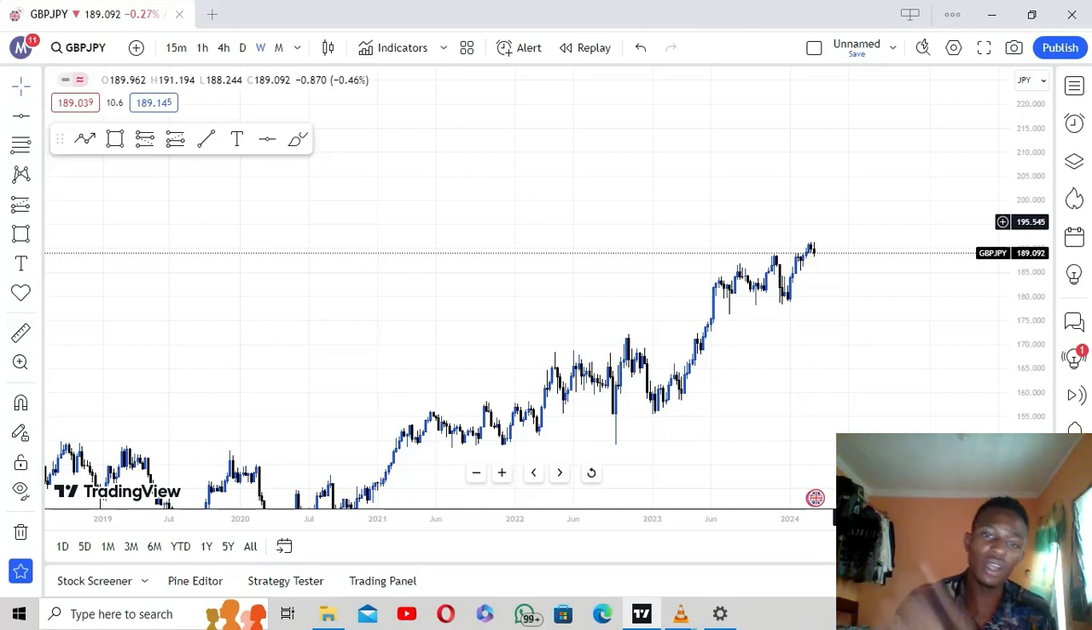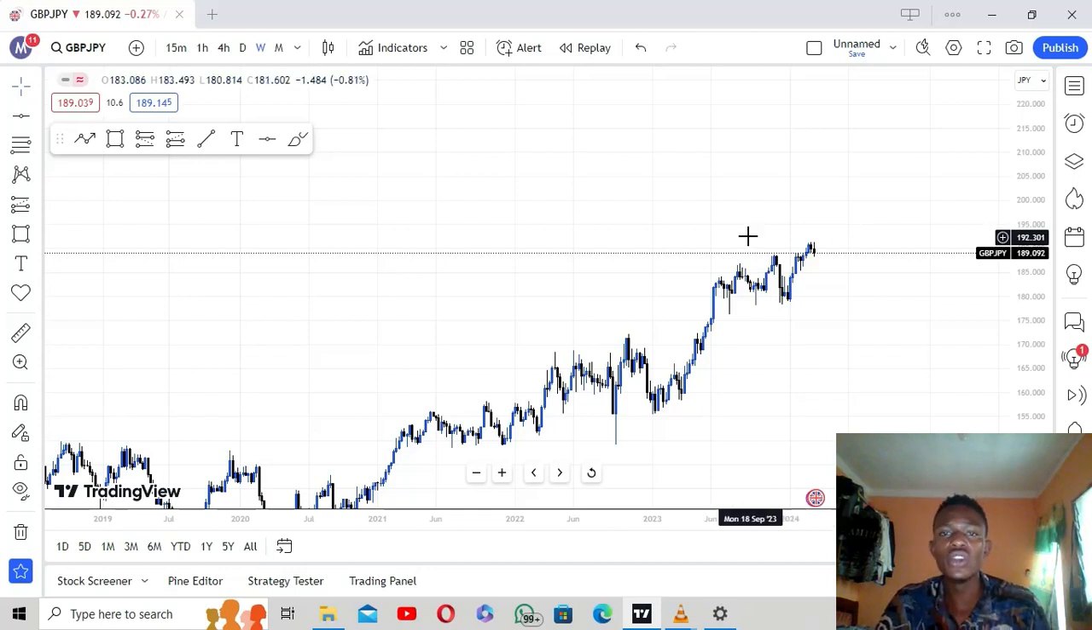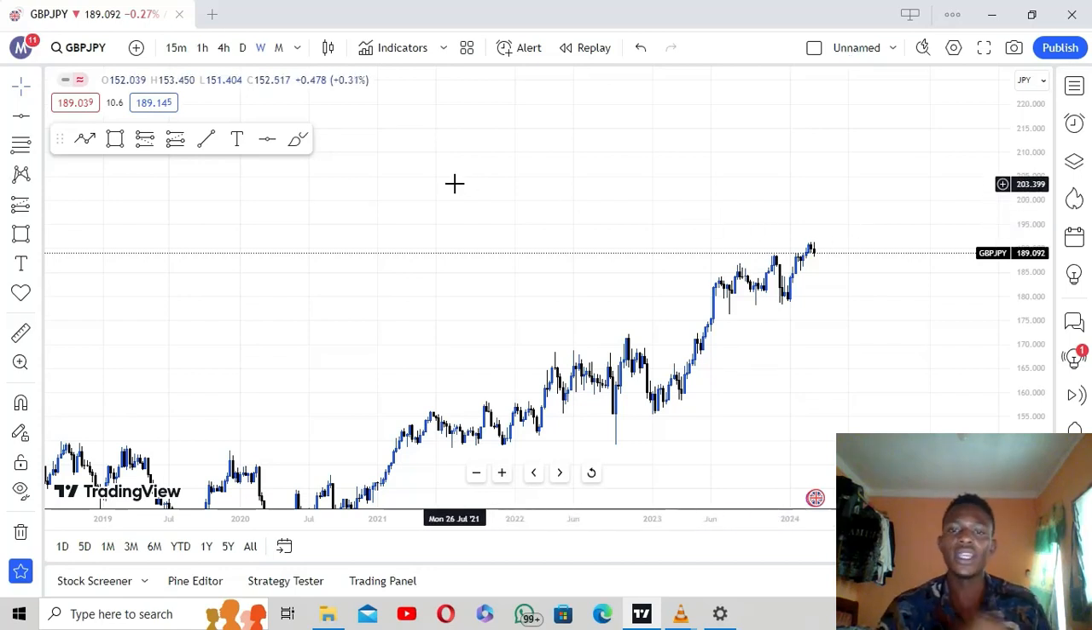So guys, let us go directly into the market and do this analysis. This is my strategy, this is how I trade. And for those who know me, you know I always do my analysis starting from a higher time frame down to the lower time frame. So guys, let us start with this analysis.